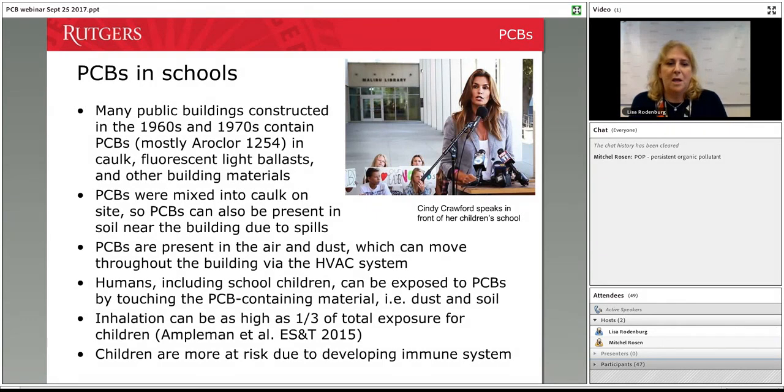And so humans, and especially in this case, of course, school children, but also their teachers and administrators, can be exposed to PCBs by touching the contaminated material, the dust and the soil, rolling around in the dirt in the playground. And there's a really recent study that came out that showed that for children in a contaminated school, inhalation can become an important route by which they can be exposed to PCBs. And of course, children in general are always more at risk of the kinds of developmental problems that come from chemical exposure because their immune systems are developing, they're young, so they are more likely to show the toxic effects of these chemicals than older people and adults.